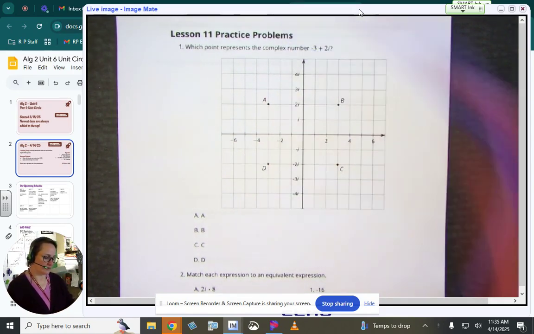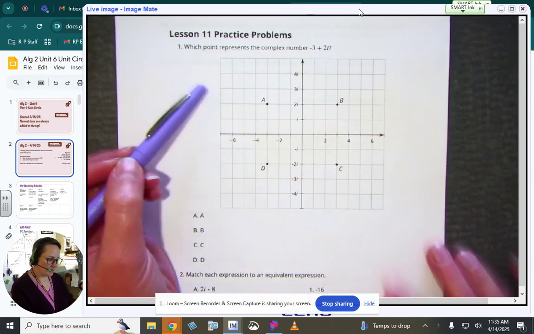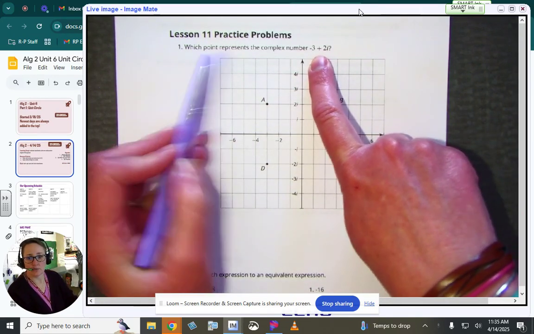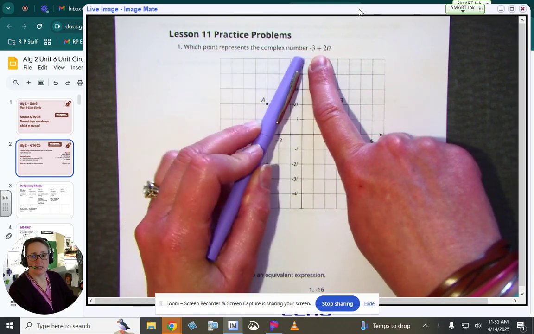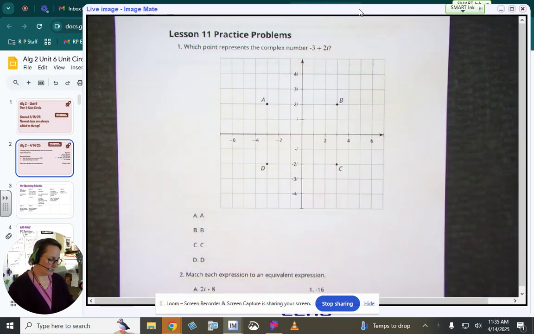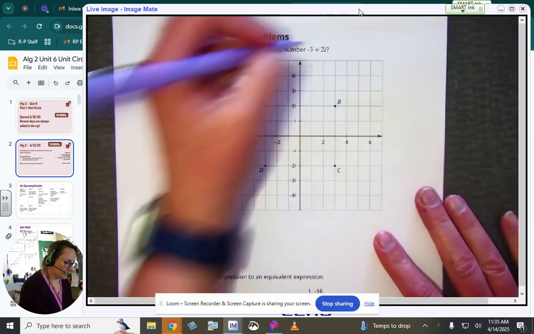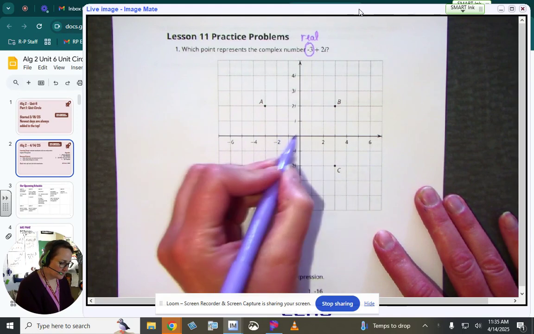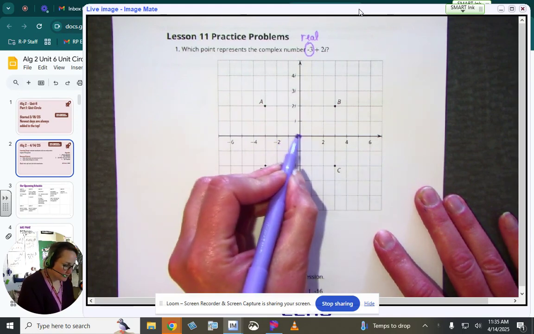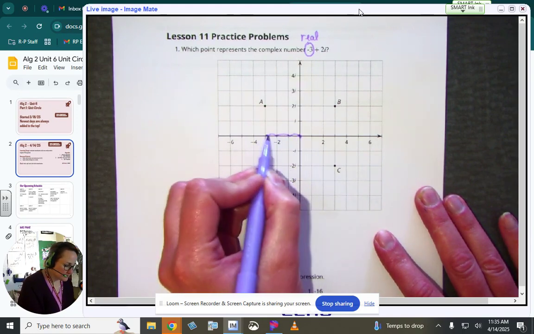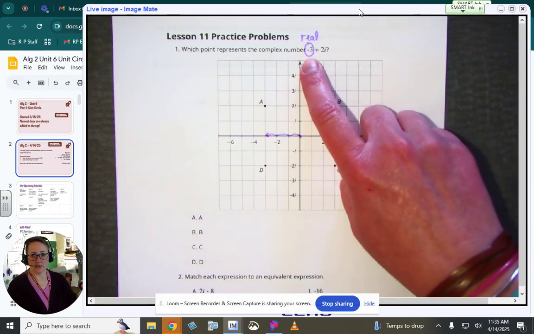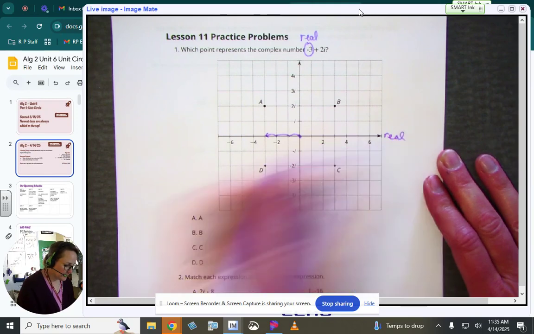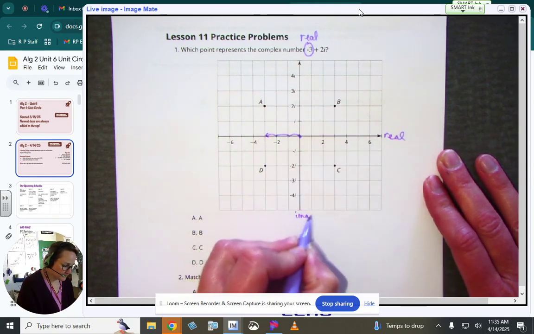Lesson 11 in Unit 3 is talking about complex numbers. So we've got one here, and it asks which point represents the complex number -3 plus 2i. We start with the real part. If I start from the origin, I'd be moving this way to get to -3. So that's the real part. Remember, that's our real axis first, and then this is our imaginary.